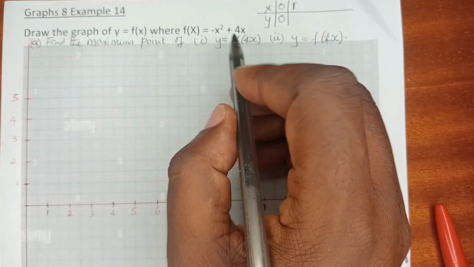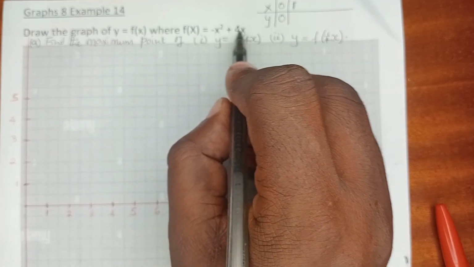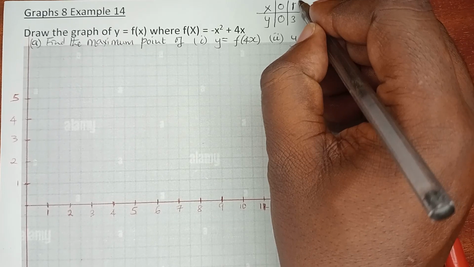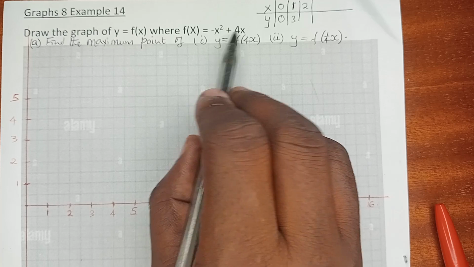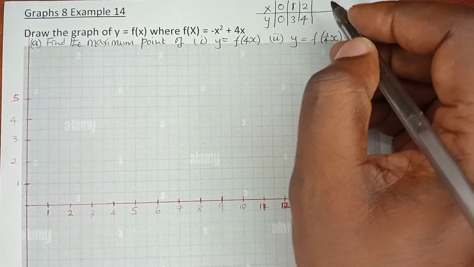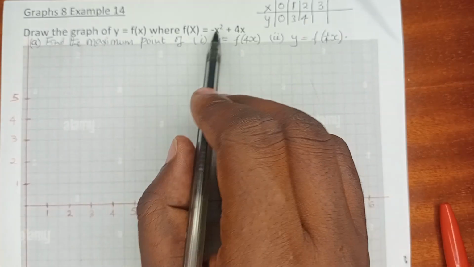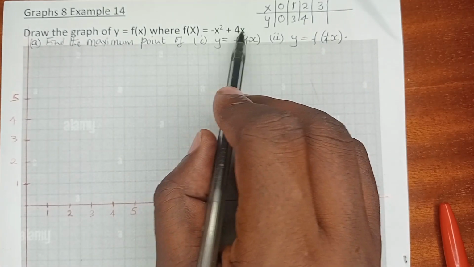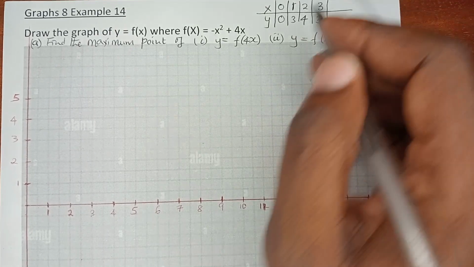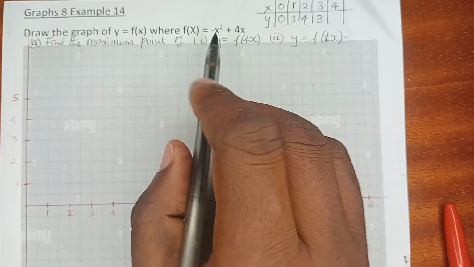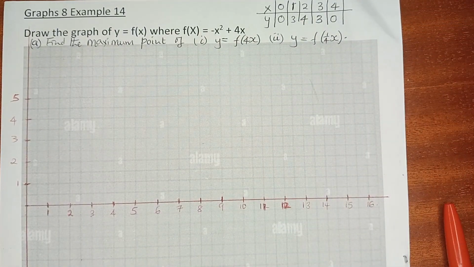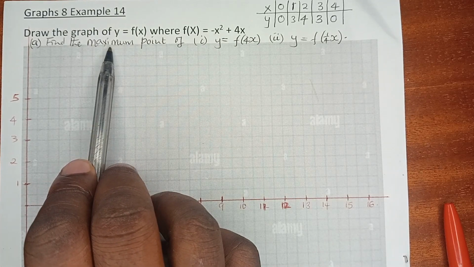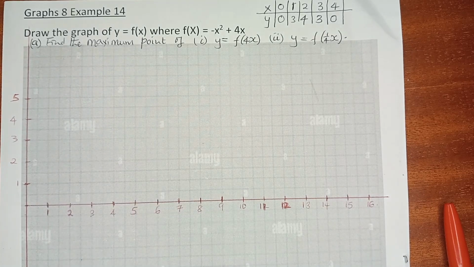Negative 1 plus 4 is 3, because this is negative 1 plus 4 times 1, which is 3. When x is 2, this is negative 4 plus 8, which is 4. When x is 3, we have negative 9 plus 12, which is 3. When x is 4, we have negative 16 plus 16, which is 0. Because we are interested in the maximum point, as the question explains, we can easily use those points to plot the graph.